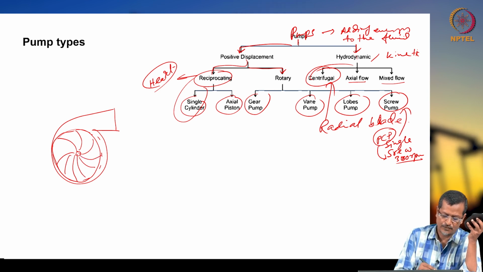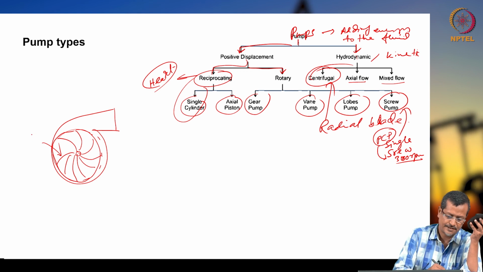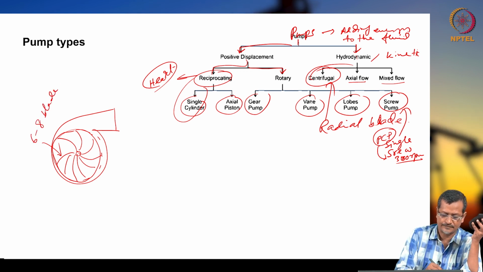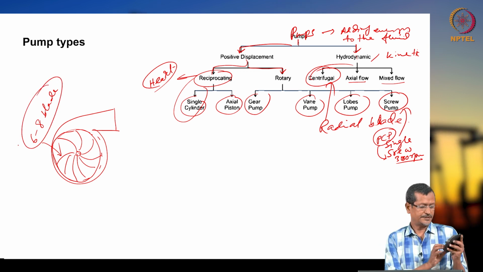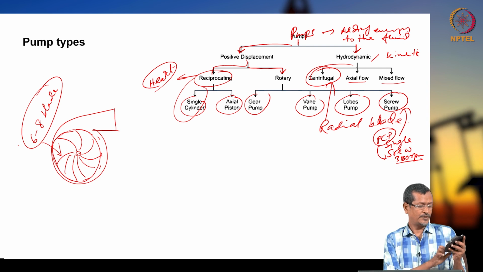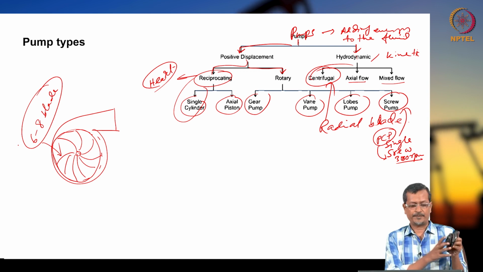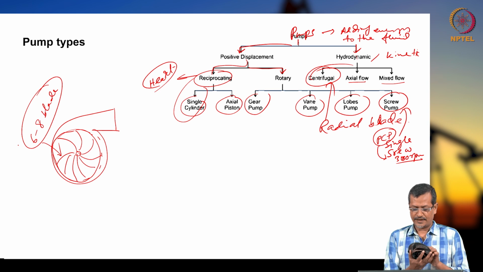So the impeller will have about 6 to 8 blades for liquid applications, okay. About 6 to 8 blades. How many blades is it having? 1 2 3 4 5, five blades are there, okay. So this one is called the impeller.